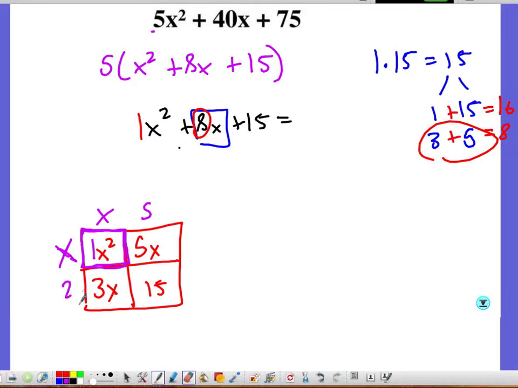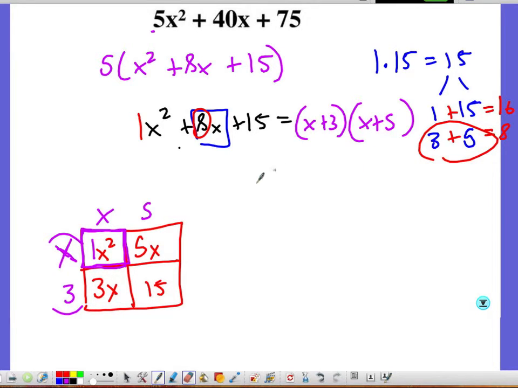And here, x times what gives me 3x? Well, that's simple as well. It's going to be 3. And guess what? The two parentheses that this quadratic expression factors into are x plus 3 and x plus 5.